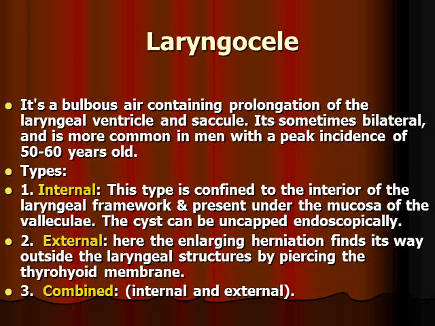The cyst can be uncapped in this area endoscopically, but in the external type, the enlarging herniation finds its way outside the laryngeal structure by piercing the thyrohyoid membrane. That is to say, it lies between the thyroid cartilage and the hyoid bone, in this area connecting these two structures, the thyrohyoid membrane. The combined type, of course, is the two together, the internal and external type.